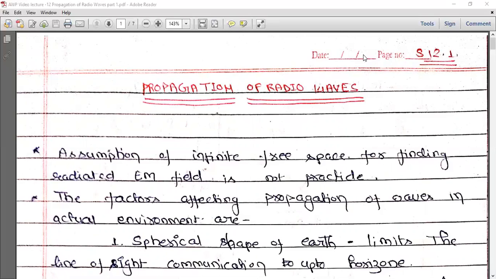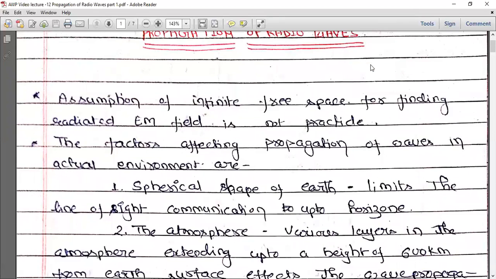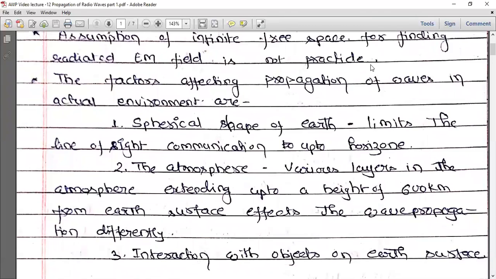And as I told you, there are many effects from the surrounding. The three major effects of the surrounding on the propagation of radio waves: the first factor which affects it is the spherical shape of Earth. As we had studied till now, you have a transmitter placed at the origin, and point P is the point of observation where you need to find the radiated field due to this antenna. And we consider that the distance between these two is very, very large as compared to the wavelength. And we are free to assume this distance to be infinite also.